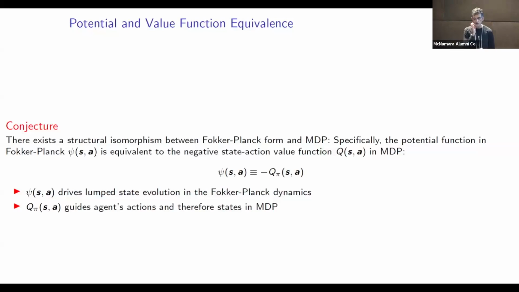There's a central conjecture to our approach which says that there is an isomorphism between the Fokker-Planck equation and Markov decision processes. And there are reasons why we make this conjecture. I won't get into it. There are lots of similarities between these processes.